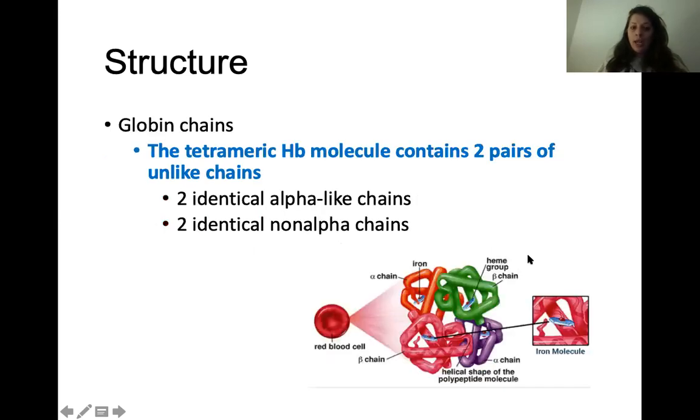So the globin chains create a tetrameric hemoglobin molecule that contains 2 pairs of unlike chains, and we have 2 identical alpha-like chains and 2 identical non-alpha-like chains. So in our example here, we have an alpha chain that is depicted in orange, another alpha chain that is depicted in purple, and 2 beta chains, one that is red or rose versus one that is green. And each one of these chains has a heme molecule inside it.